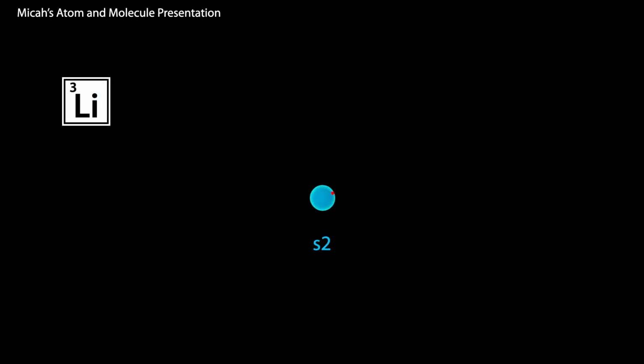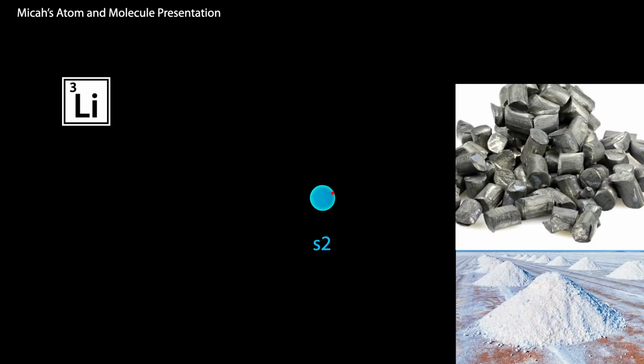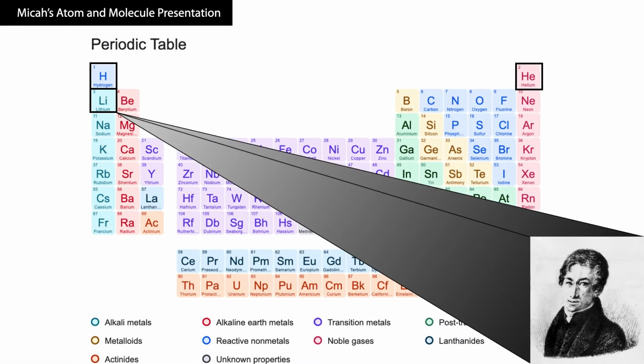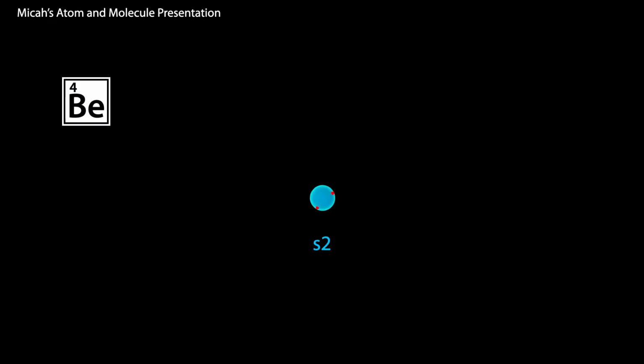Lithium has 1 electron in the second orbital. This orbital is called S2. It goes around the smaller S1 orbital, which is still holding 2 electrons. So there are 3 electrons in lithium. That's right. Lithium is a very soft white metal found in deposits or in lakes. Lithium was discovered in 1817 by Johann August Arfwedson. I like how you say Arfwedson.